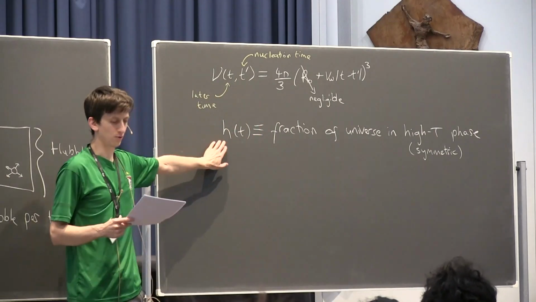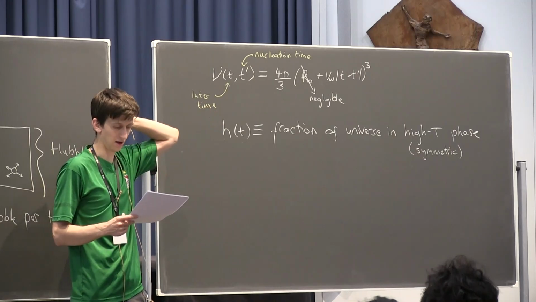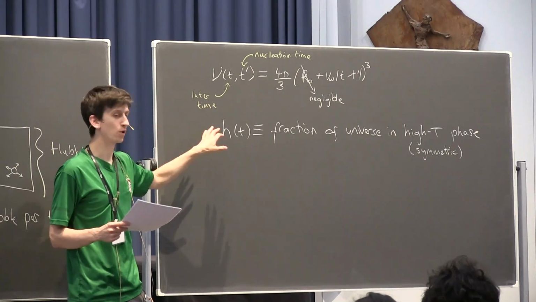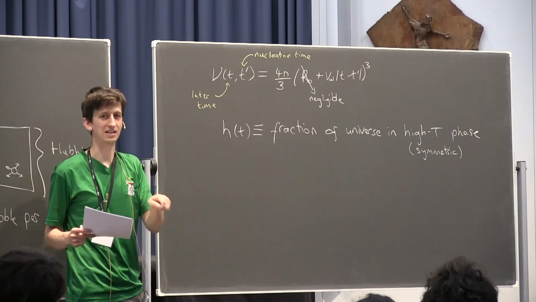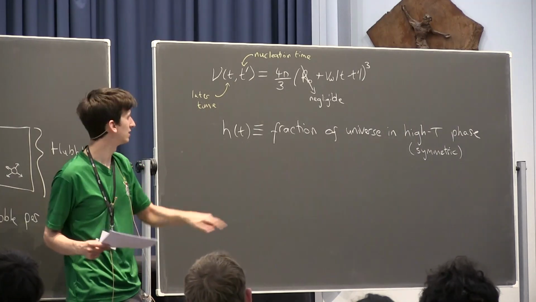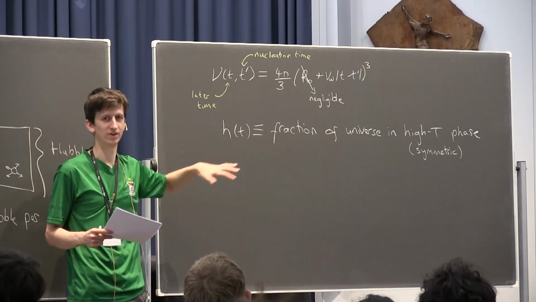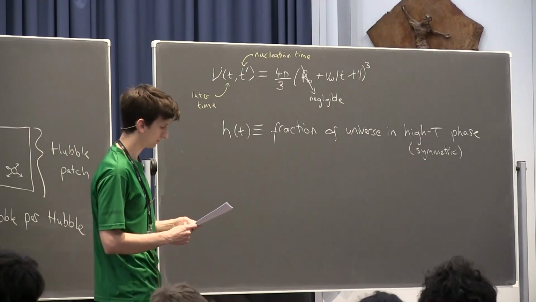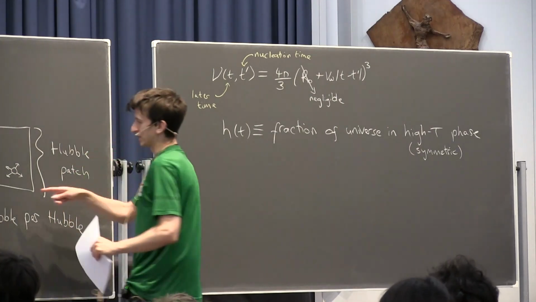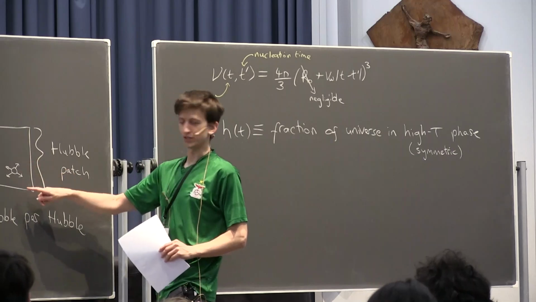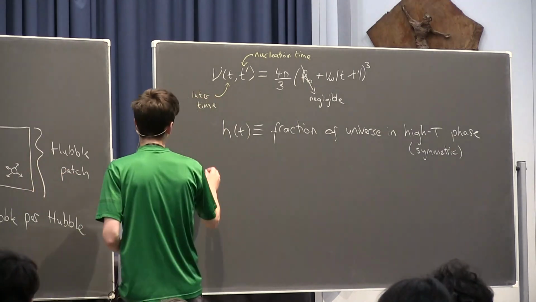So this would be the quantity we kind of want to calculate. This is equivalent to the probability, if I take a random point, that it's in the high T phase. So there are equivalent definitions. Now, it's easiest to calculate this if we start at a time where there aren't that many bubbles.